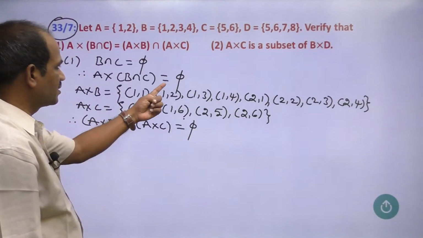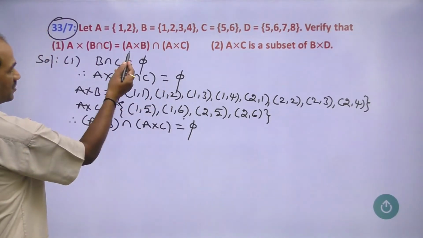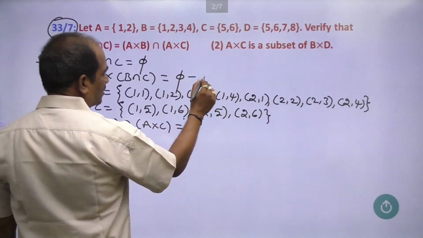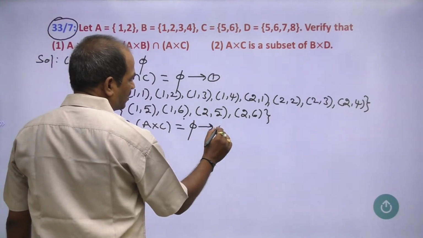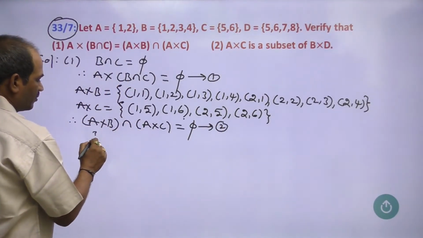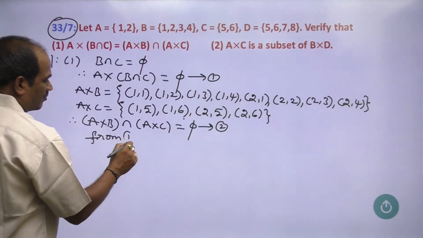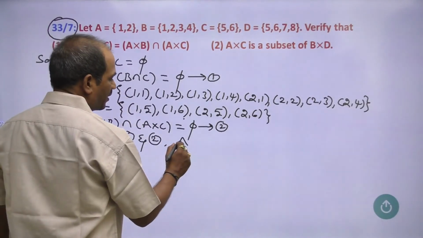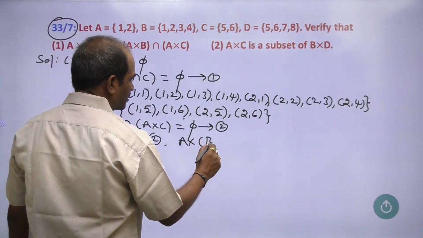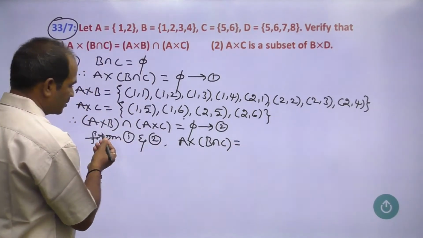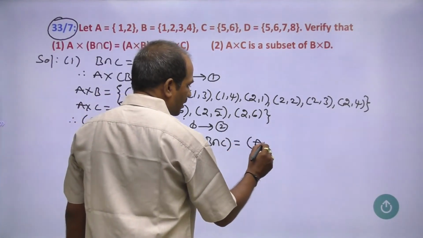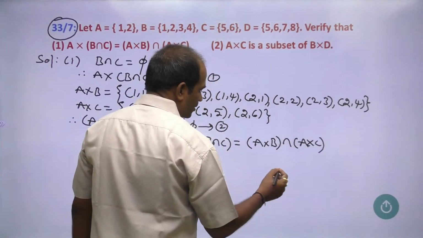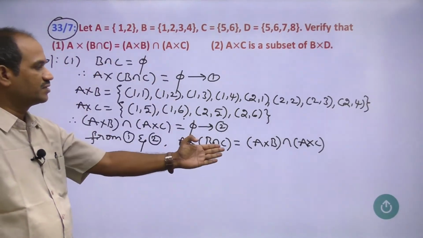These two are equal: this is empty set (phi) and this is also phi. So the first one is verified. This is equation number 2. Therefore, from 1 and 2, A×(B intersection C) is equal to (A×B) intersection (A×C). These two are equal, so the first one is finished.